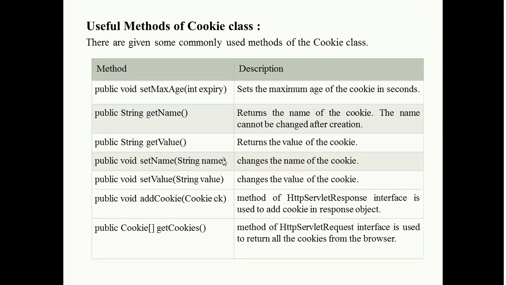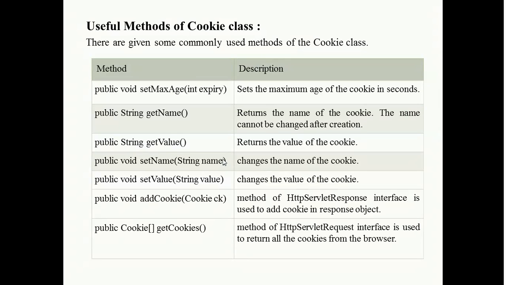Fourth method is public void setName having argument String name. This method is used to change the name of the cookie. So if you want to change the name of the cookie, that time the setName method is used. Fifth method is public void setValue having argument String value. This method changes the value of the cookie.